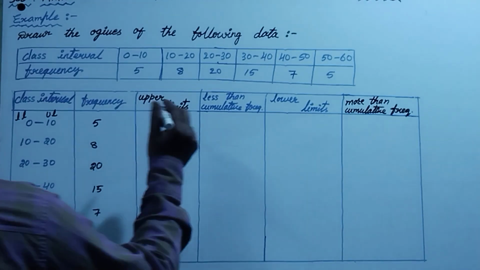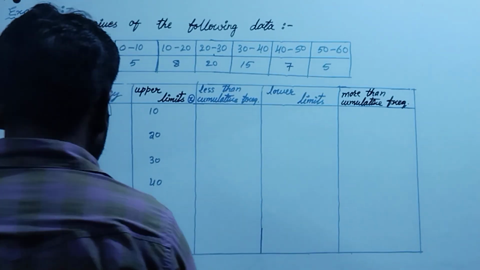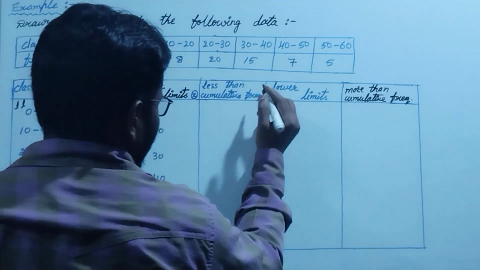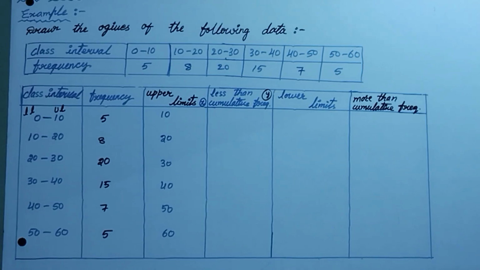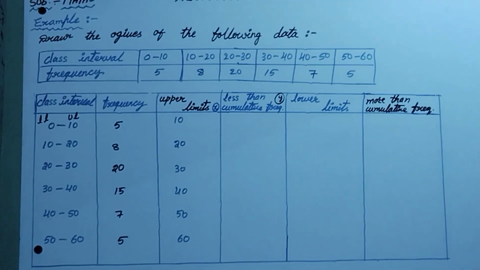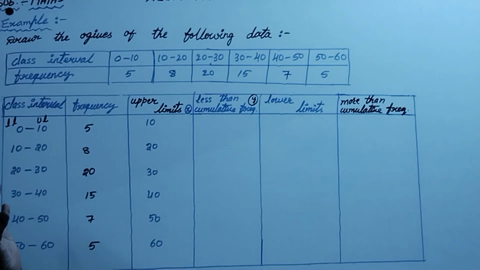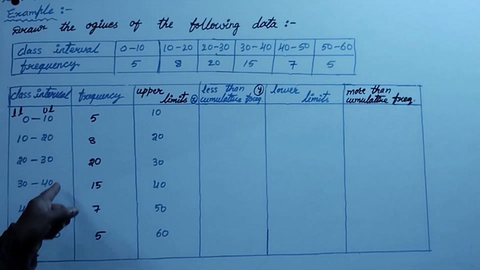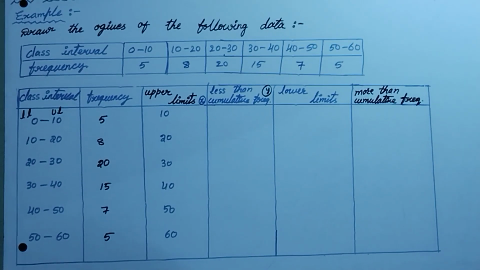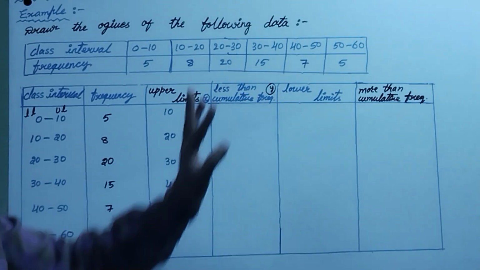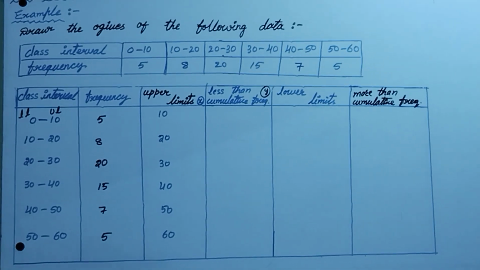These upper limits are denoted as X, and the less than cumulative frequency distribution is denoted as Y. These are X values and these are Y values. Listen, the upper limits I have taken are 10, 20, 30, 40, 50, 60. Upper limits are denoted as X, and the less than cumulative frequency distribution is denoted as Y.